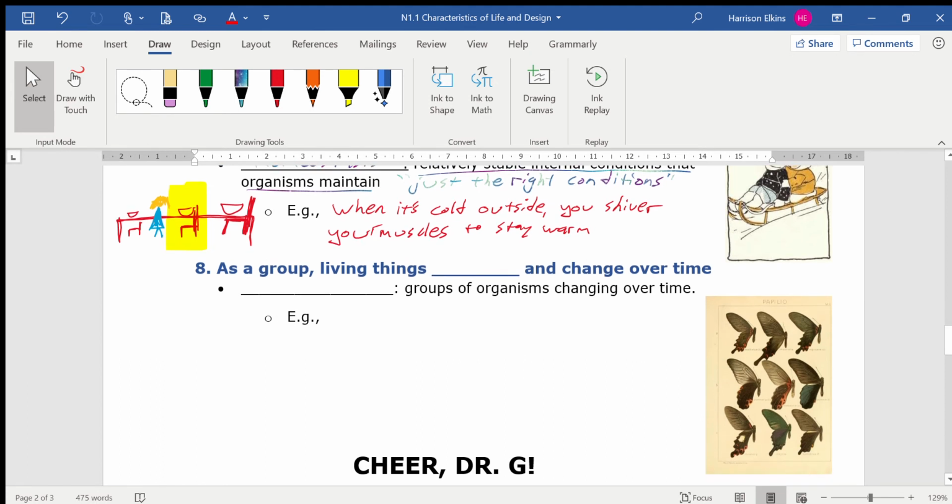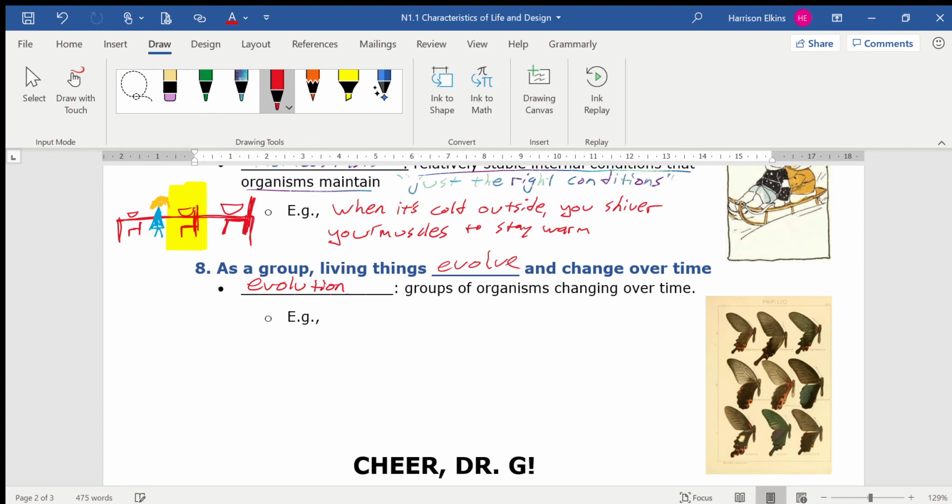All right, our last characteristic of life is evolution and evolving. So as a group, all living things evolve and change over time. Now, when I say the word evolve, many of you have come from different backgrounds where you might have a different reaction to the word evolution. When I'm saying evolve, I'm not necessarily talking about things changing over billions of years. I'm simply saying a group of organisms changing over time.